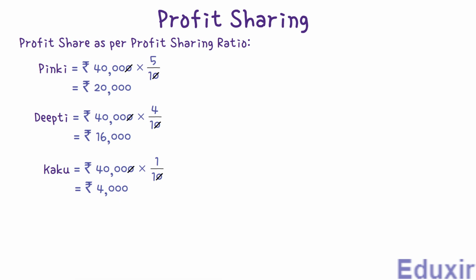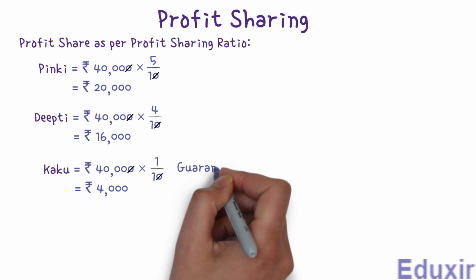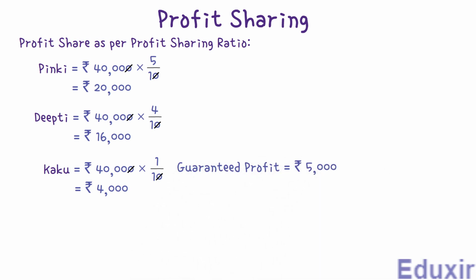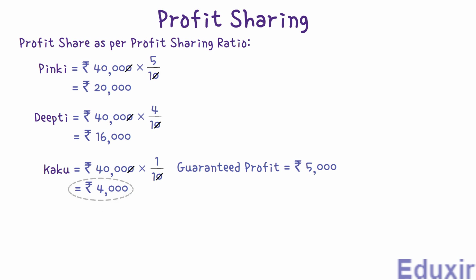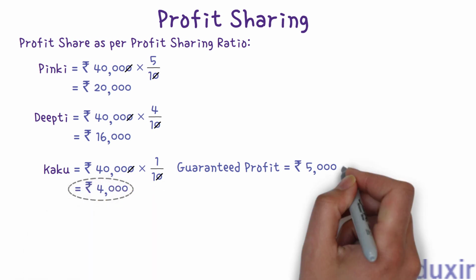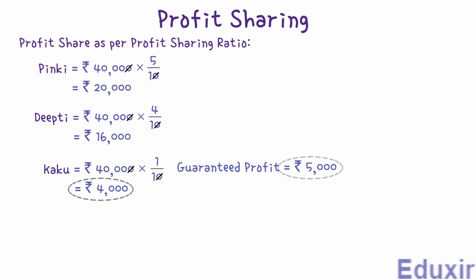This is the share of the profit for the partner Kaku. But it's given in the problem that the partner Kaku should get a guaranteed profit amount of 5,000 rupees. But as per the profit sharing ratio, we are getting his share of profit as 4,000 rupees. Now, this 4,000 rupees is less than 5,000 rupees, right? So, we need to find the difference and adjust it from the share of profit of other partners.